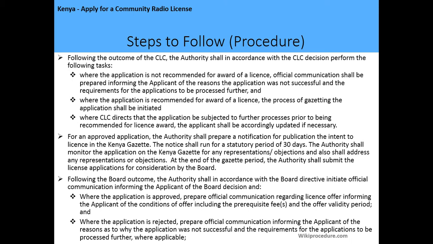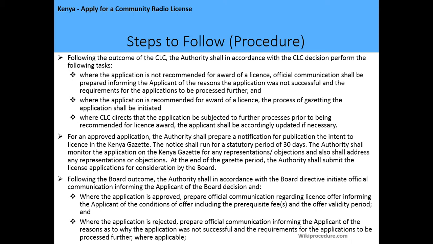So let's go with the scenario for approval. For an approved application, the authority shall prepare a notification for publication of the intent to license in the Kenya Gazette. The notice shall run for a statutory period of 30 days, and the authority shall monitor the application on the Kenya Gazette for any representation or objections, and shall address any representations or objections. At the end of the Gazette period, the authority shall submit the license application for consideration by the board.